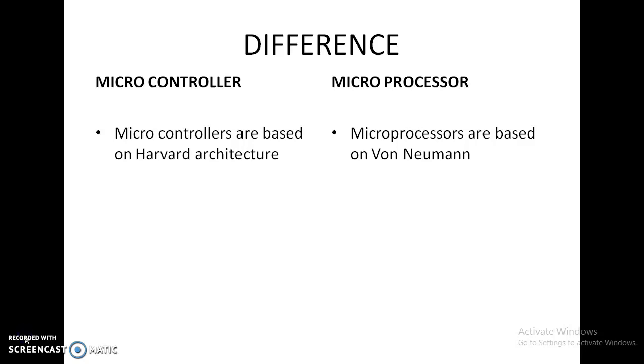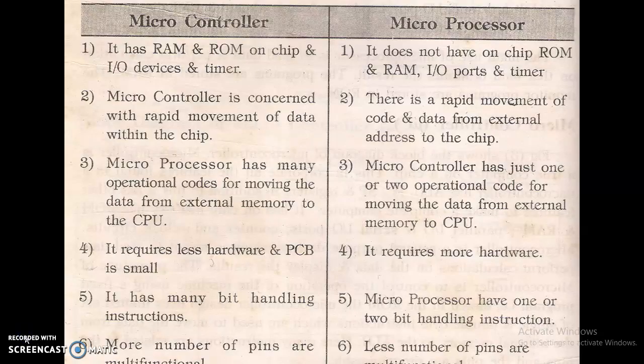But in von Neumann or Princeton architecture, the program counter and stack pointer are accessible to the programmer along with the data. And this will provide greater flexibility for developing the software. As we studied in the previous video, microcontroller has RAM and ROM on chip and I/O devices and timer. Whereas the microprocessor will not have most of the circuits on chip.